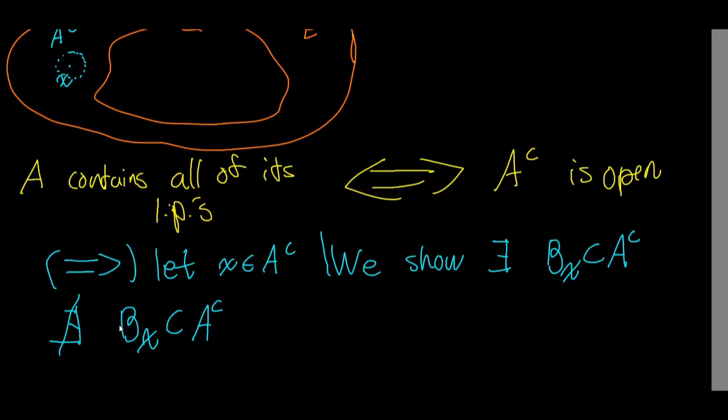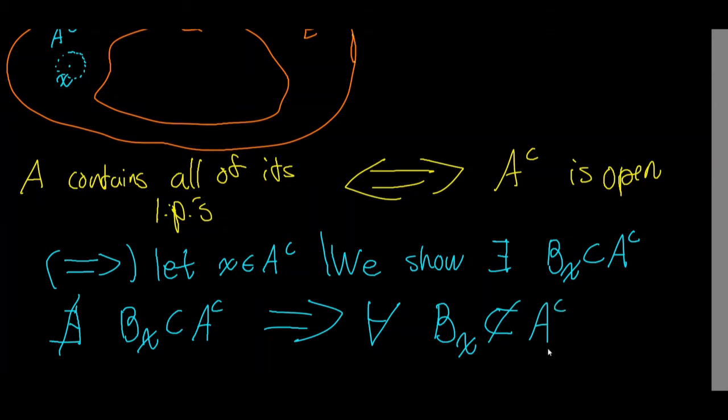Well, the first implication that we can make, if we were to suppose that there does not exist an open ball centered at x entirely contained in the complement of A, is that that means that for any open ball centered at x, that open ball centered at x is not a subset of the complement of A. That is, it is not contained in the complement of A.